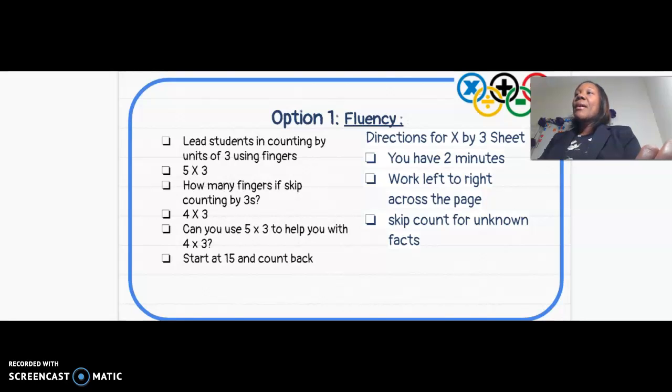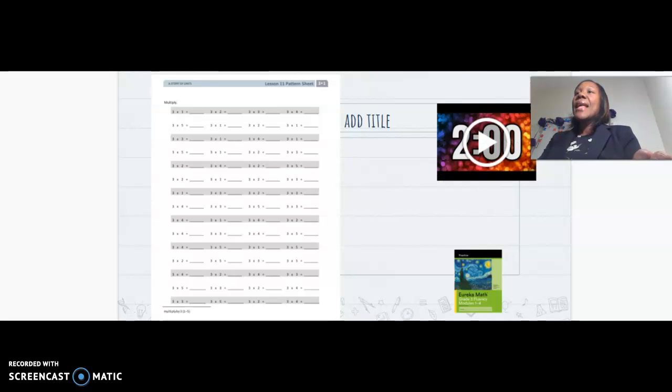All right, so I'll be going over our fluency option 1. This is where we get to use our fluency book today. It's not a sprint, it's a pattern sheet. So we're on lesson 11. It should be page 19. And the fluency book is the one that has the yellow strip at the bottom. Go ahead and get that out. If you need to pause the video to get your materials, you can, and you will need a pencil.